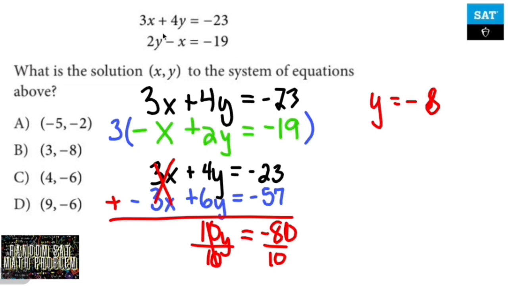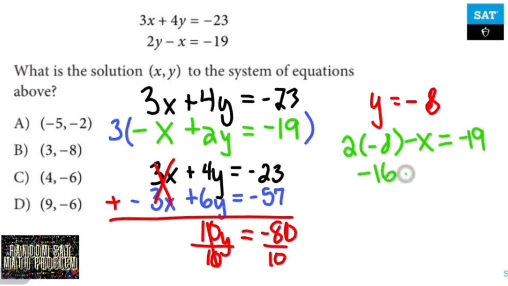You take one of the original equations, you plug in negative 8 for y. So it really doesn't matter which equation I use. I'll use the bottom one. 2 times negative 8 minus x is going to equal negative 19. 2 times negative 8 is negative 16. Negative 16 minus x equals negative 19.